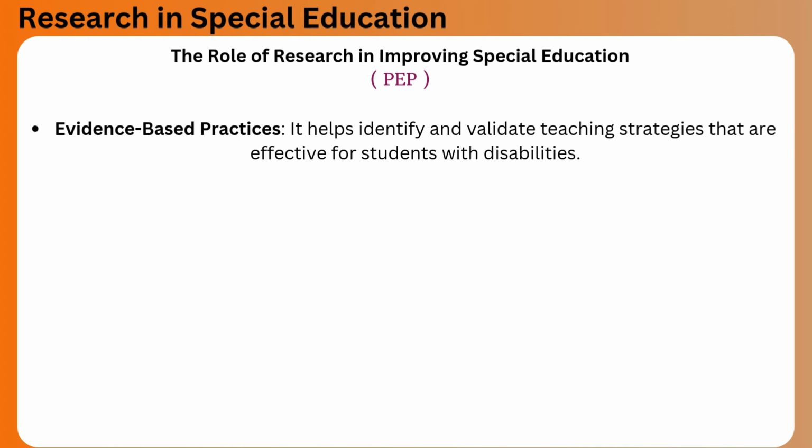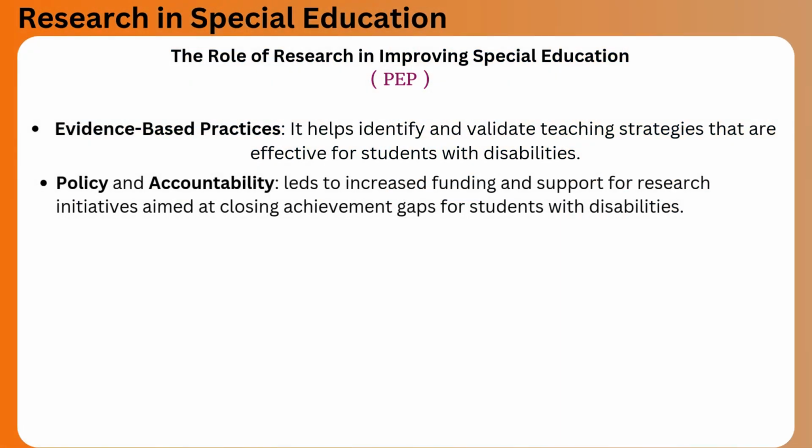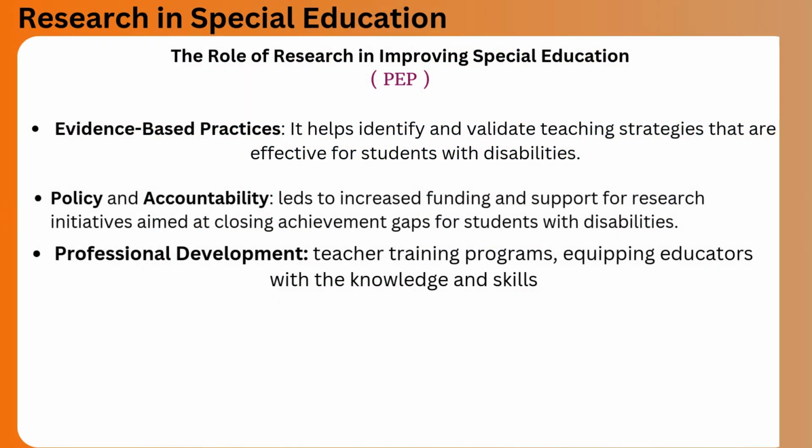The first is evidence-based practices. That means it helps to identify and validate teachers' strategies that are effective for students. Next is policy and accountability. Next is professional development. These 3 points are important, so you can remember with the word PEP. P is for policy, next E is for evidence, and then last P is for professional development.